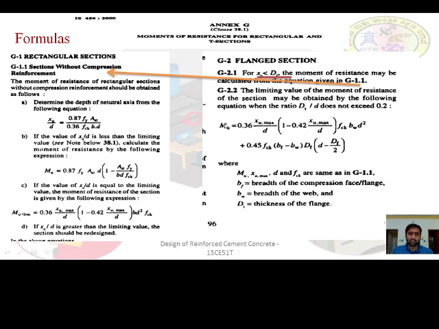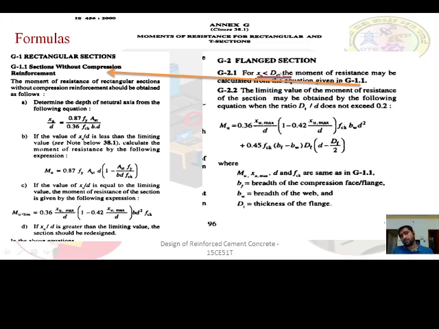Here on the same page the formulas are also there. Using this we can calculate the XU. The first assumption is that XU lies within the flange, so case 1. We will calculate the XU. If XU is less than the depth of the flange, then we will continue and calculate the moment of resistance using this equation.